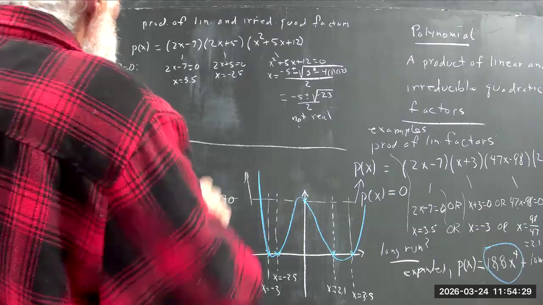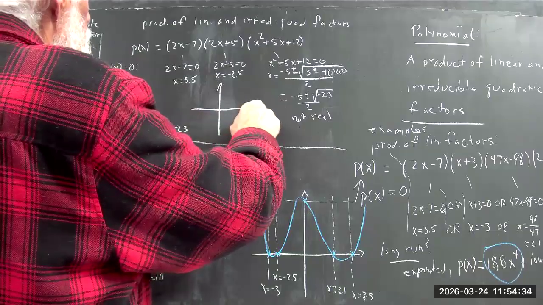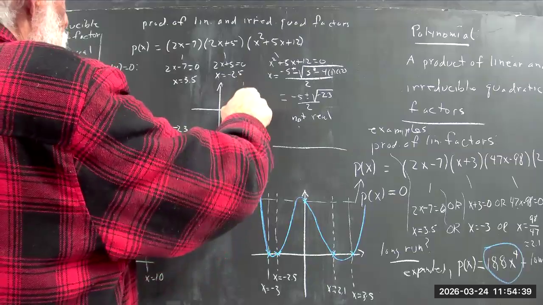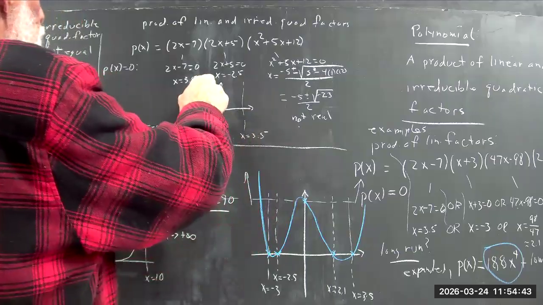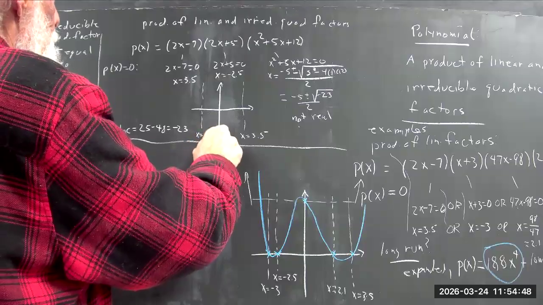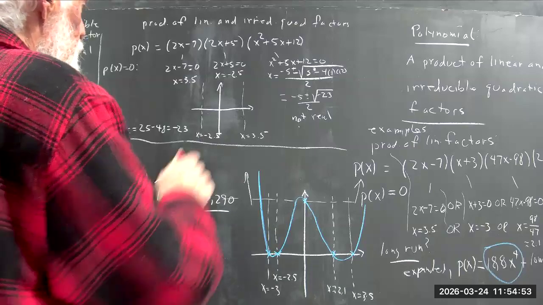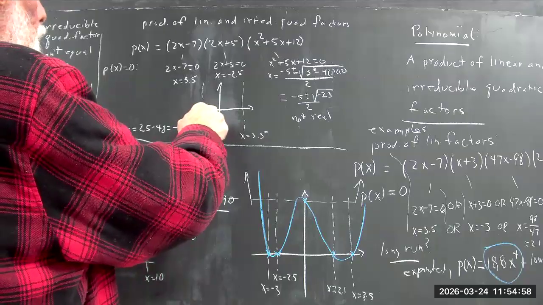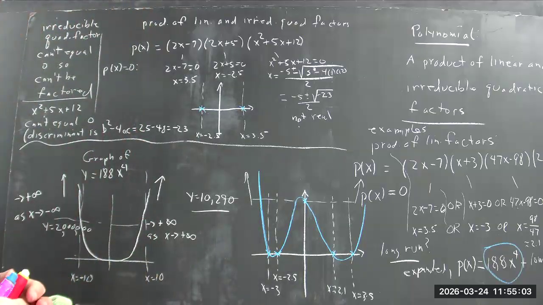So what we can do is say that we have two x-intercepts, at x equals 3.5 and at x equals negative 2.5. So we're going to be able to mark 2 points on our x-axis, and we could find the y-intercept.